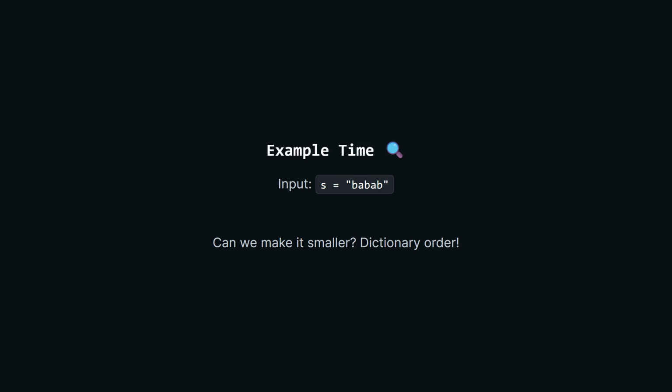Now, can we rearrange these exact letters to make a smaller palindrome? Remember, A comes before B in the dictionary. If we move the A's to the outside, we get ABBBA. This is still a palindrome, and it's the absolute smallest one we can create alphabetically with those 5 letters.